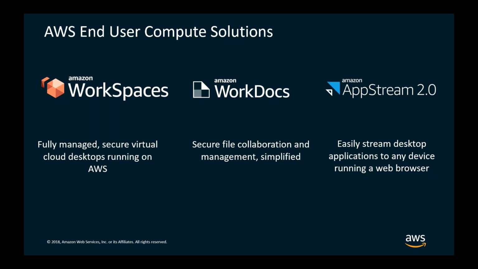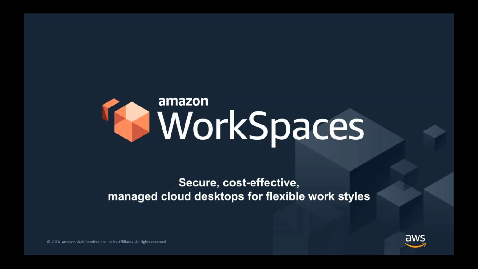WorkSpaces is the fully managed, secure, virtual cloud desktop, so really that full desktop experience running on AWS. WorkDocs gives you secure file collaboration and management in a simplified interface, and AppStream is a mechanism to easily stream desktop applications to any device running in just a web browser. So I'm going to briefly recap all of the services.